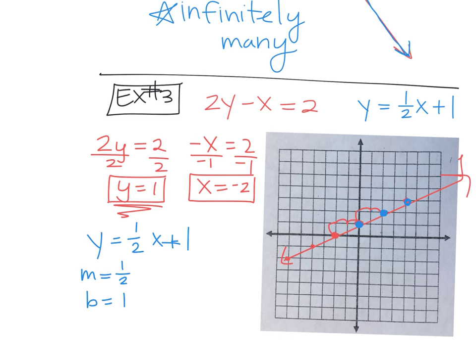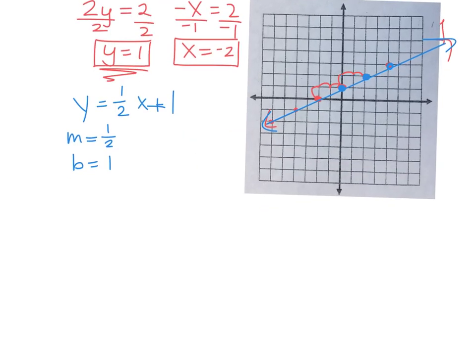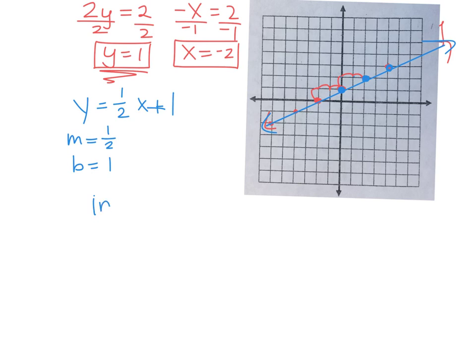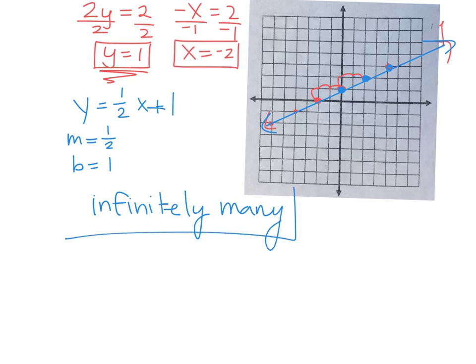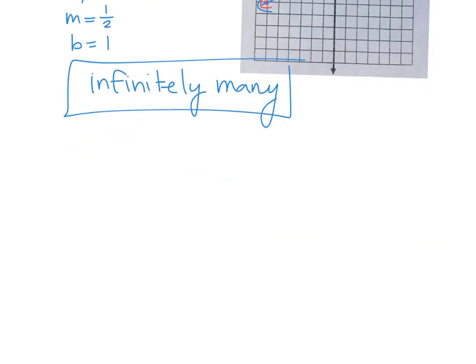What do you notice? Oh, it's the exact same line. So when the lines are the same, what's your answer? Infinitely many. So your answer here, instead of naming a point, you're going to say there are infinitely many solutions. Questions on that? Good. We're going to do one more, and then we're done.